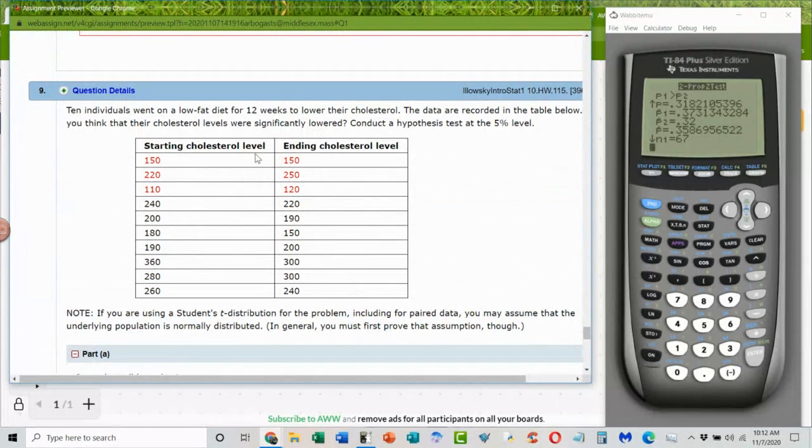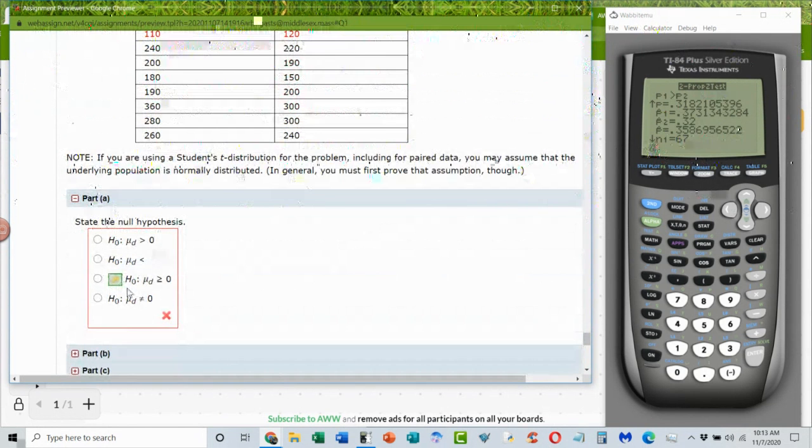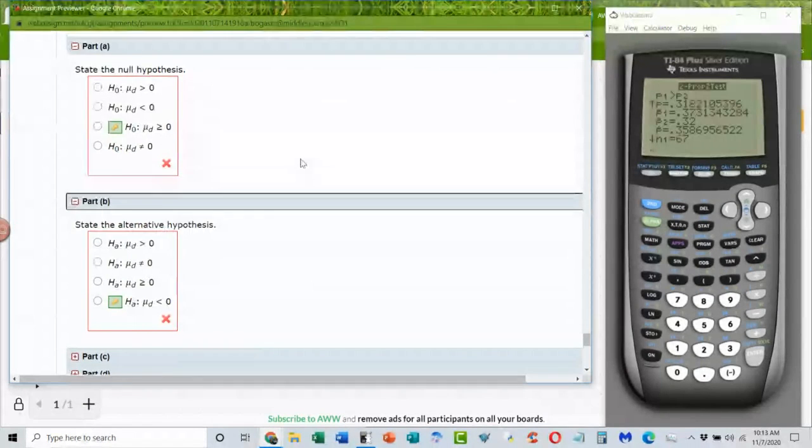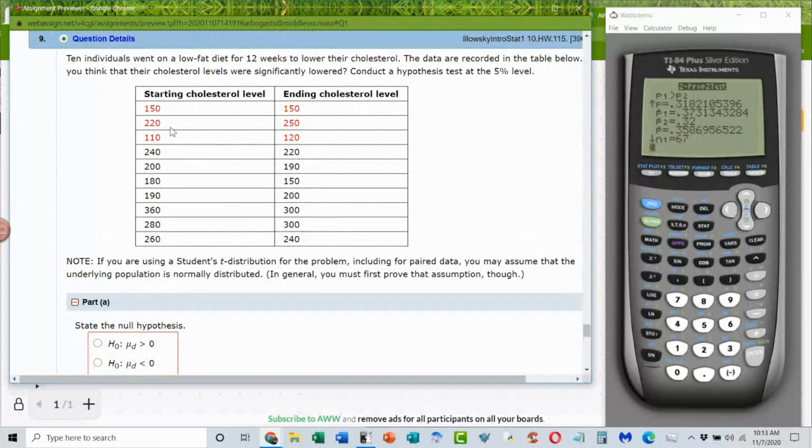Number 9 again is a difference. We have two things, and we're looking to see, did their cholesterol go down? So this is their first one, this is the last one, and we're going to find the difference. We want to see that it was lowered, so we want to see, is it negative? So I would put this in list one and this in list two and subtract them, because we want to see, did it go down? Is our alternative less than zero? We get that if these numbers here are lower than those numbers there. So we put this in list one, this in list two, and then do the t-test on list three, just like we did with the husbands.